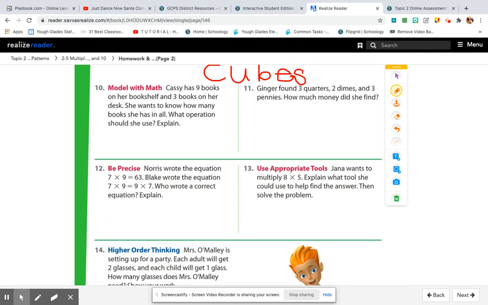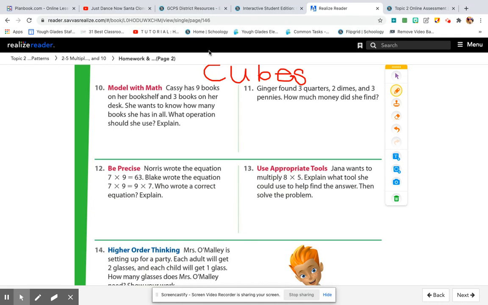And E stands for evaluate. Always come up with a plan before you solve your problem. And always be sure to check your answers if you know a way. So Cassie has 9 books on her bookshelf and 3 books on her desk. She wants to know how many books she has in all. What operation should she use?